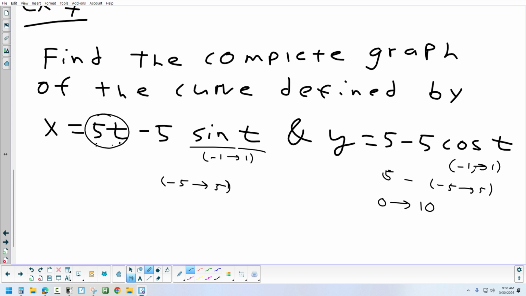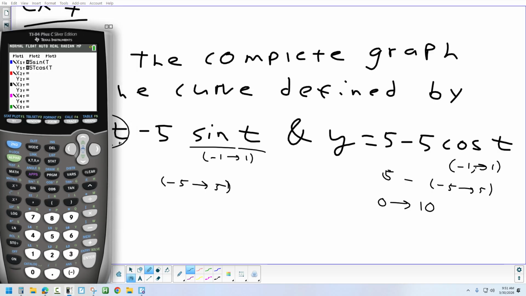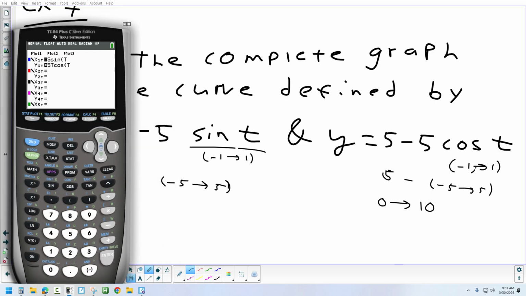All right, so let's try to graph it. So we've got 5t minus 5 sine t, and we've got 5 minus 5 cosine t. Okay, y's are trapped between 0 and 10. Let's go, I don't know, let's try 0 to 40 because they don't give me a Tmax. And x's, I'm just going to try some values and see what it looks like. I'm going to try 0 to 50.